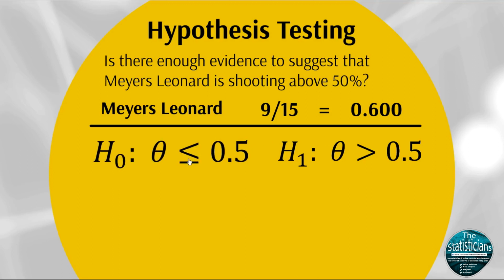Now, one thing that different textbooks will do is have different ways of describing the null hypothesis. They both mean the same thing, but some will say theta is less than or equal to 0.5, and others might say something like theta is equal to 0.5, and it doesn't much matter, because the important thing is that theta being greater than 0.5 is in our alternate hypothesis.